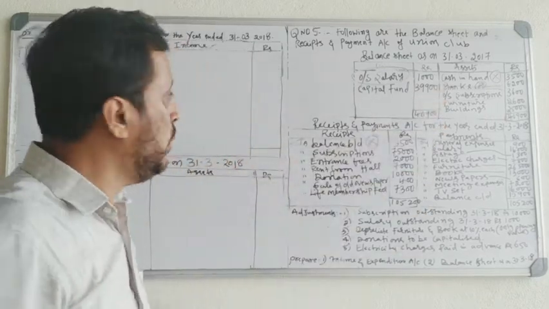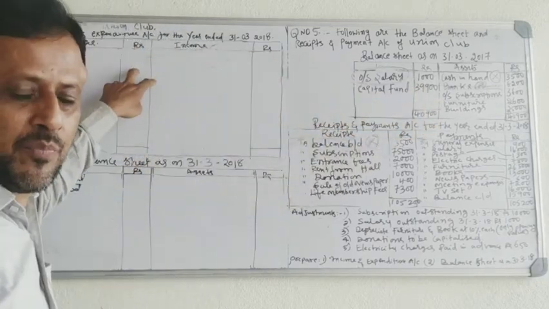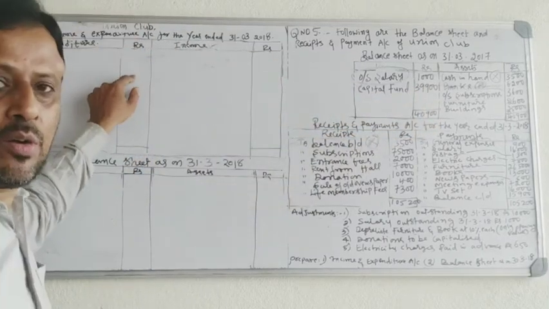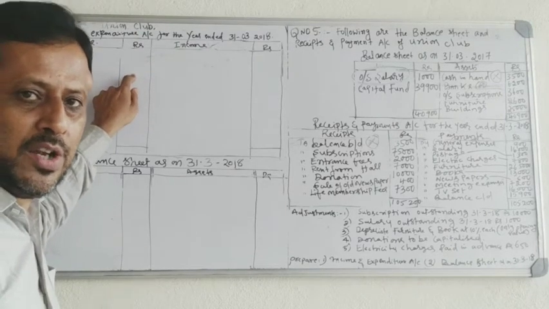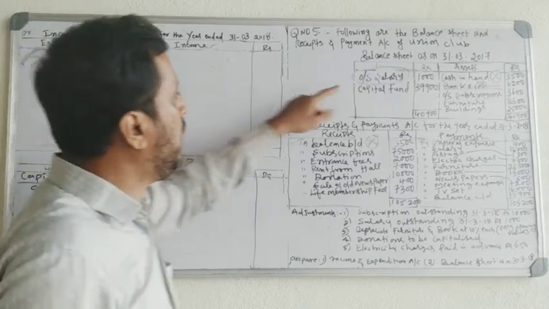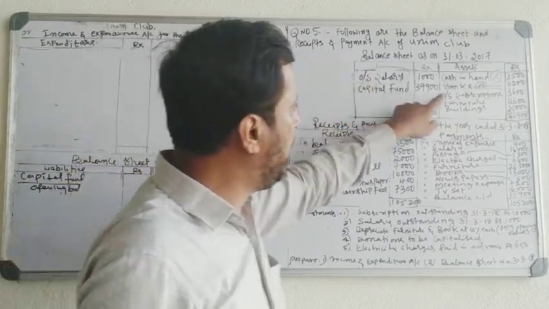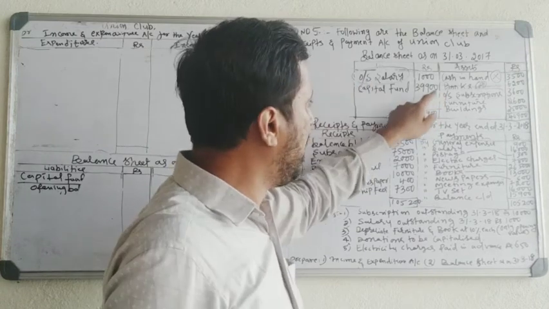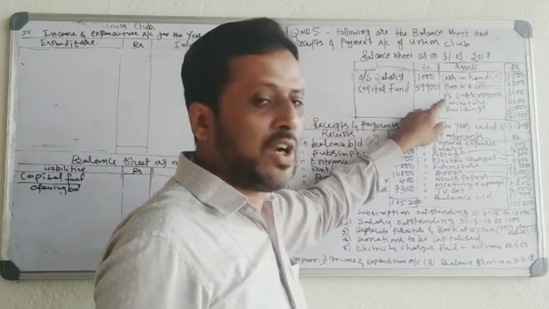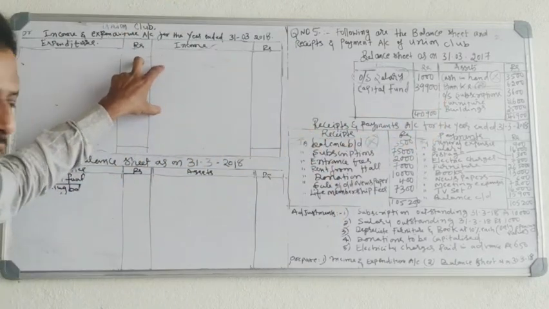What you have to do, these 2 outstanding items, you have to deduct here. So in the income and expenditure account, you have to record the incomes and expenses of only the current year. That's why you have to deduct this outstanding expense of the last year and this outstanding subscription of the last year. Outstanding salary, outstanding subscription, you have to deduct in the income and expenditure account.